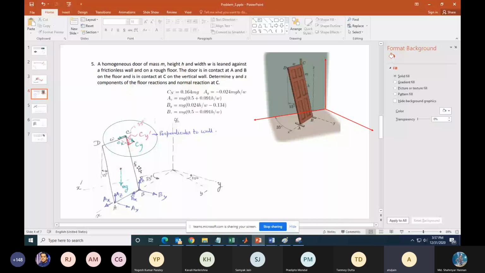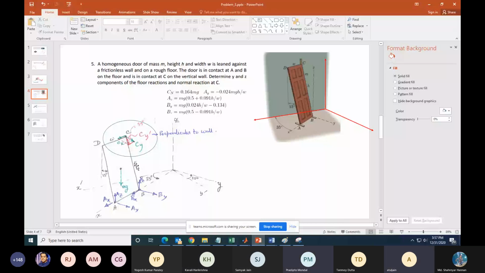Some other question, anybody? Can you show your solution? Yes, I can. Is the free body diagram clear? Now everybody is able to visualize. Cy prime is the resultant of Cx and Cy. Somebody was asking whether the resultant of Cx, Cy is Cy prime. That is correct.